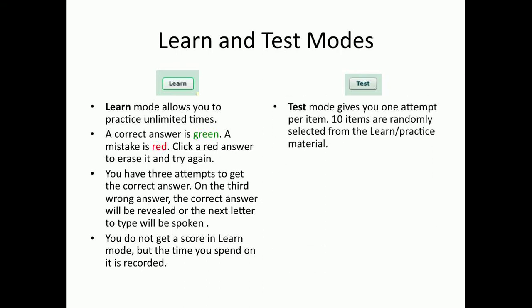Now, what's the difference about test mode? Test mode gives you one attempt per item. So you can practice, and you maybe have 15 items. But when you get the test mode, it'll just randomly select 10 items. You have only one chance. You either get it right or wrong. So I recommend that you practice before you test. And how many times you practice is up to you.